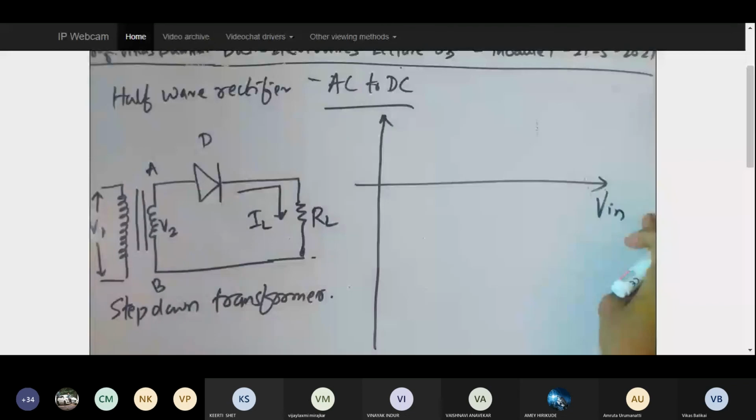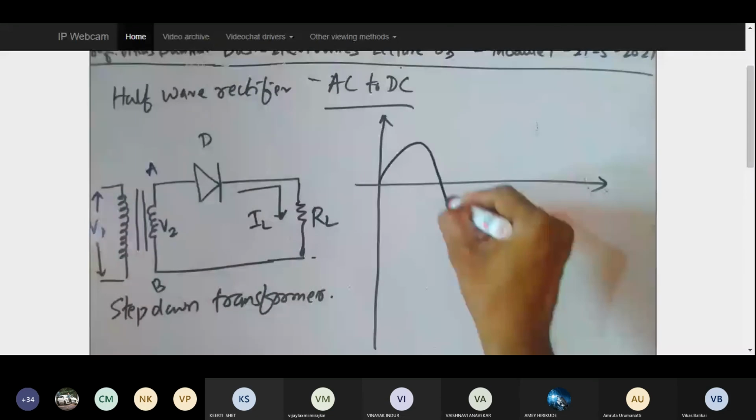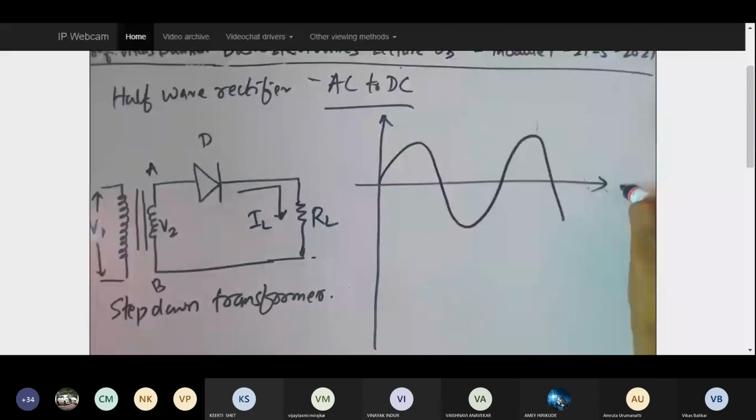Let's start with the voltage I'm going to give. Now this is my input sinusoidal voltage that I will be giving to my diode.